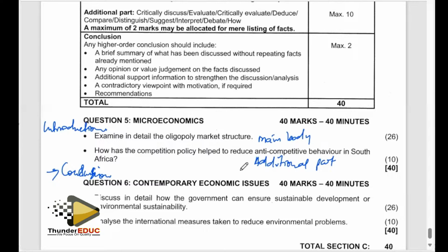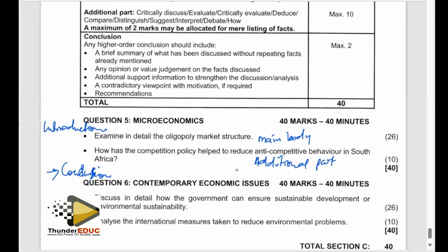So now in conclusion, we are going to say in South Africa, oligopolies have been found to be illegally manipulating prices to their own benefit, yet to the detriment of our consumers, and have been penalized for such an action. Okay, right, grade 12. So now let's check our question 6.